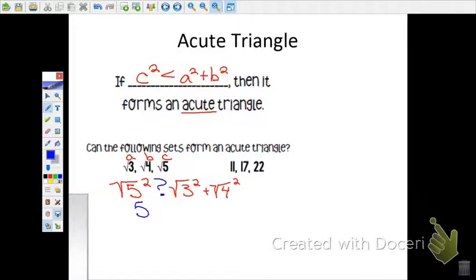So the same thing happens on the other side. We have 3 and 4. So what symbol is going to go in between? It's going to be less than. So yes, it is going to be an acute triangle.